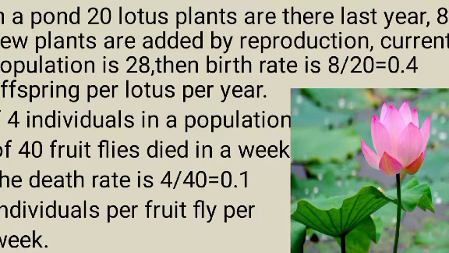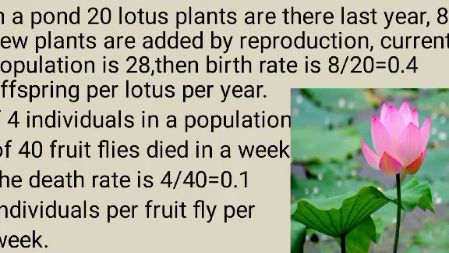So now the total population, we can say 40 minus 4, that is 36, isn't it? But we are not calculating the total number. We want to calculate what? The death rate. So when we calculate the death rate, again the number of individuals died divided by the total number of individuals. That means 4 divided by 40 is equal to 0.1 individuals per fruit fly per week. Here it is given in a week. So 0.1 individuals per fruit fly per week. This is how we can calculate the birth rate and death rate in a population.